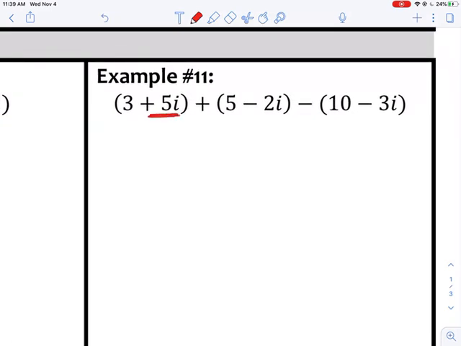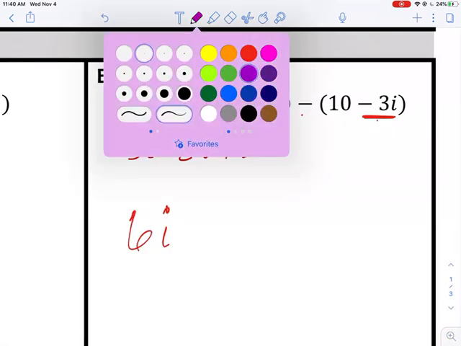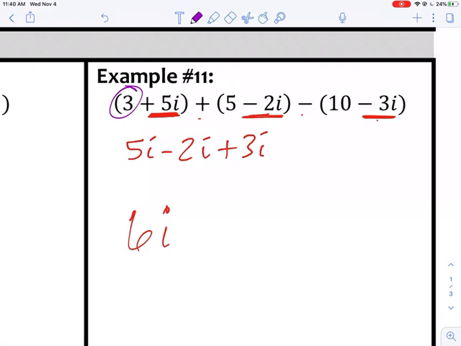All right, here we go. We're going to go 5i plus -2i minus -3i. So I'm going to write that out for you guys. 5i plus a negative, so minus 2i, minus a negative, so plus 3i. That's going to get us 6i. And then we're going to do our constants. 3 plus 5 minus 10. So -2.